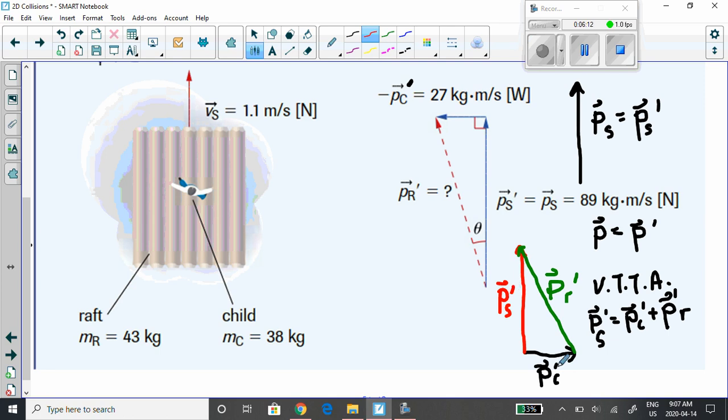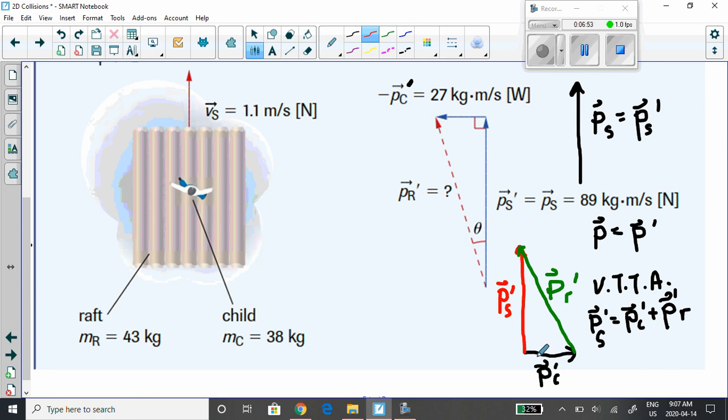I'm going to draw the child's momentum as they're walking. It's totally to the east, all right? And I'm going to join their tails. The reason I'm going to join their tails is I know that this vector here, PC prime, plus an unknown vector that I can only give a name, PR prime, the momentum of the raft as the child is walking. If I align them in vector tip-to-tail addition, I'm replicating this equation right here as a diagram.